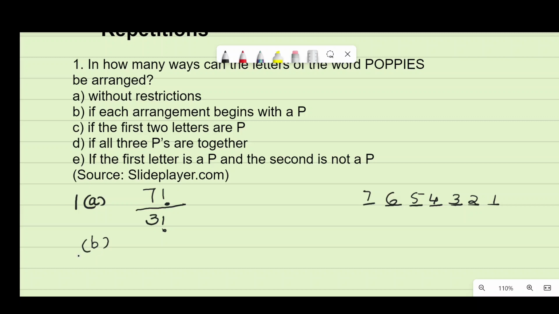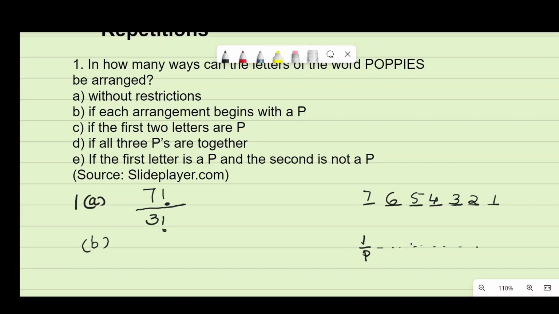If the arrangement begins with a P, what happens? That means you already know the remaining positions are there. We only concentrate on the first one, where there is a restriction that the arrangements must begin only with a P. Because there are 3 P's and they are repeated, you can take 1 P and say it's 1 here. It's already fixed. 1 P is used here.